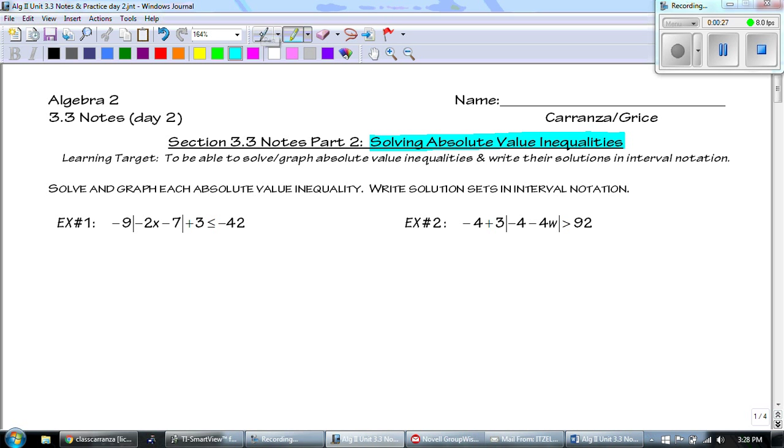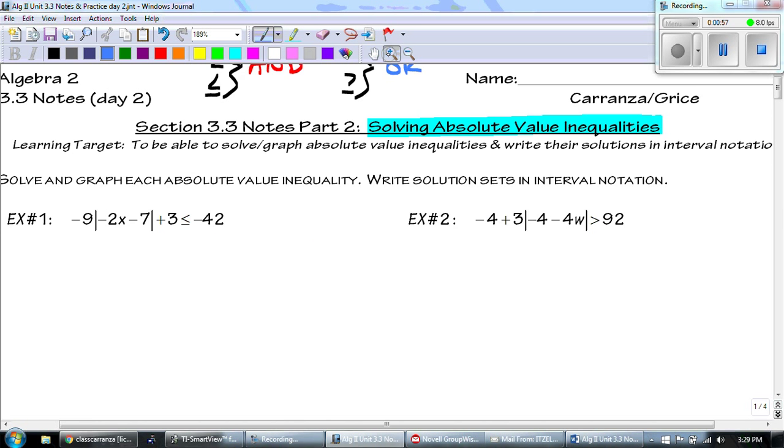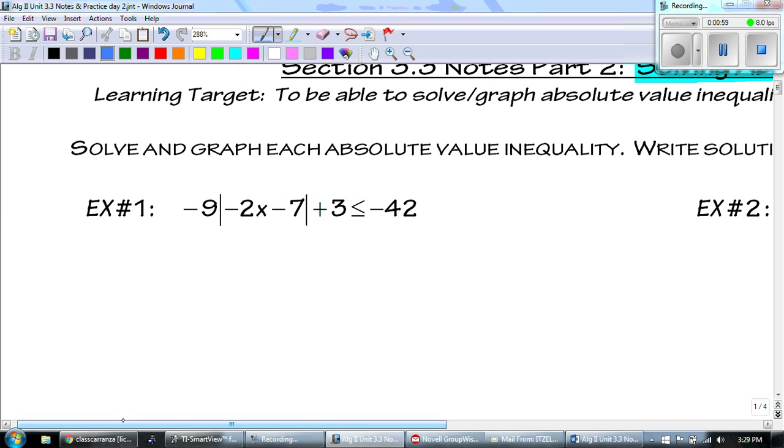So, the key thing to remember from yesterday is when we have less than or equal to, those turn into and. Remember, it's less than, we add the and to it, okay? If it's greater than or equal to, when it's all done, those would change to an or. Greater than.